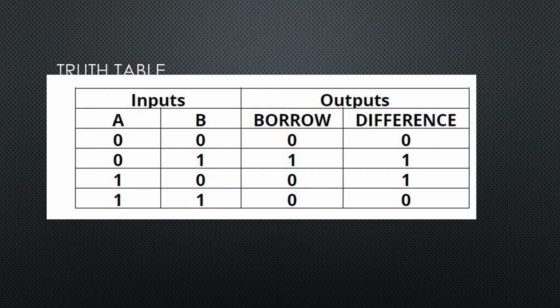The truth table. When input A is 0, input B is 0, the borrow is 0, the difference is 0. When A is 0, B is 1, borrow is 1 and difference is 1. When A is 1, B is 0, borrow is 0, difference is 1. When A is 1, B is 1, borrow is 0 and difference is 0.